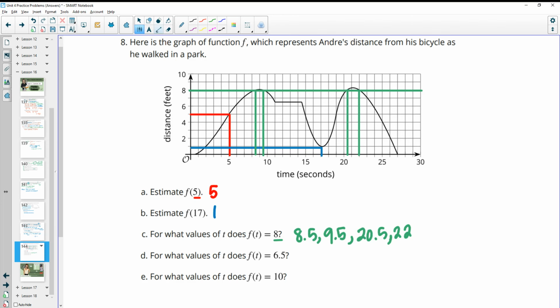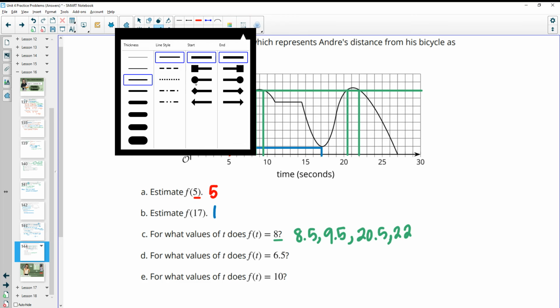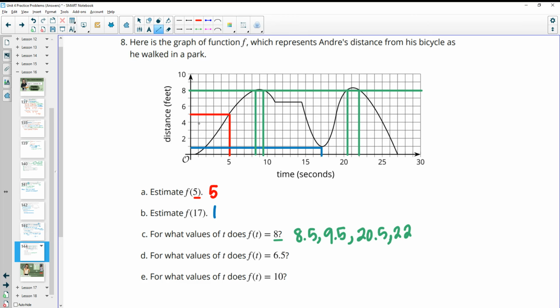For what value does f of t equal 6.5? So let's take a look. So now we know, when are we 6.5 feet away? So we'll go here. And then we'll look at these values. So we've got this one. Okay, then we've got this whole chunk here actually, all the way up to here, because that was a flat line. So this whole chunk of the graph is at 6.5. And then we have this one and we have this one.